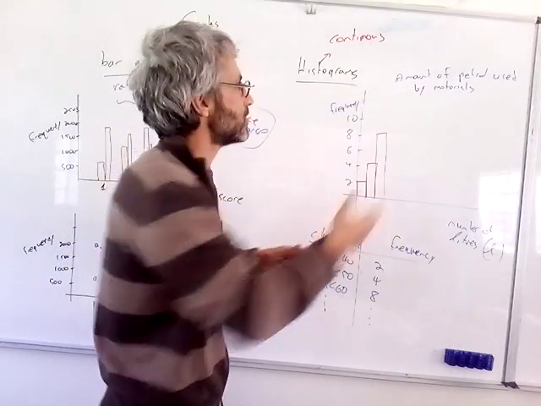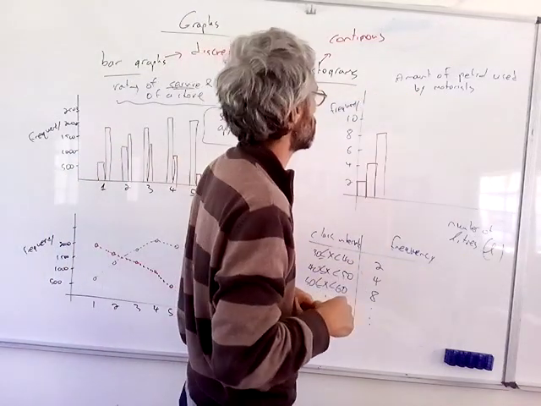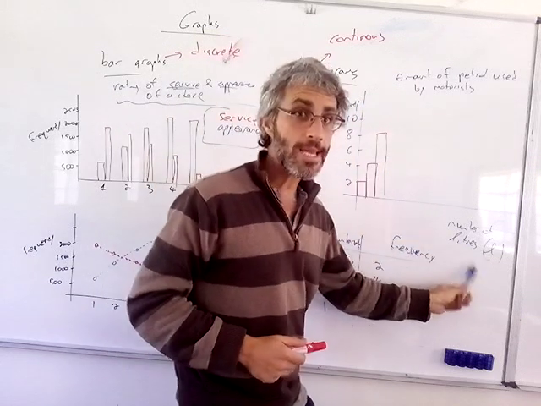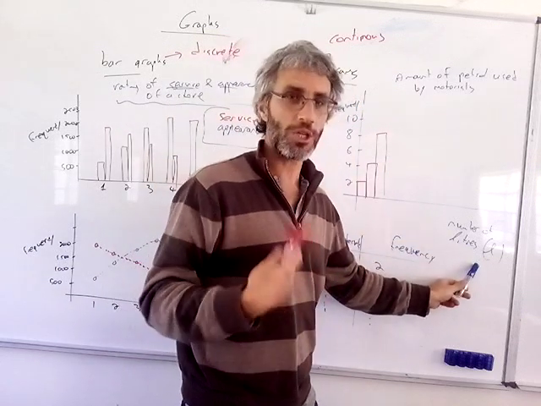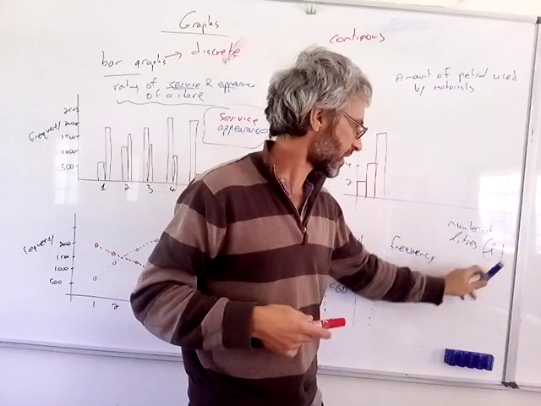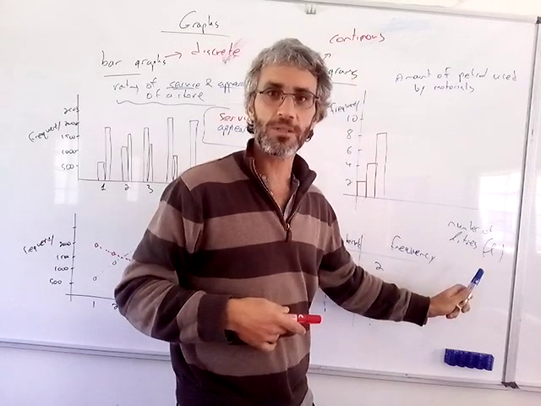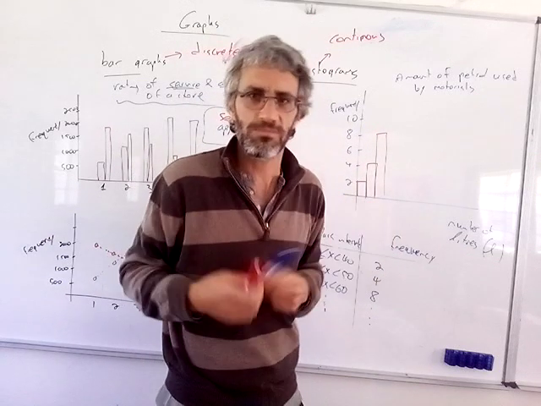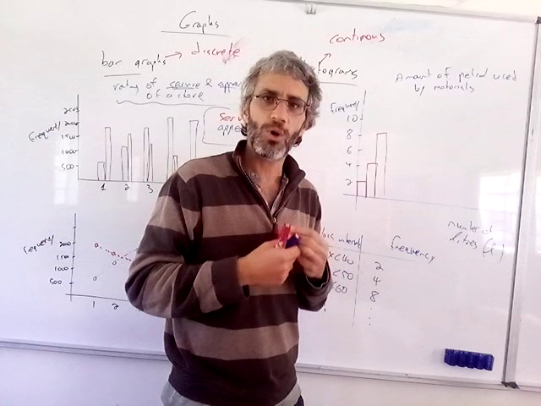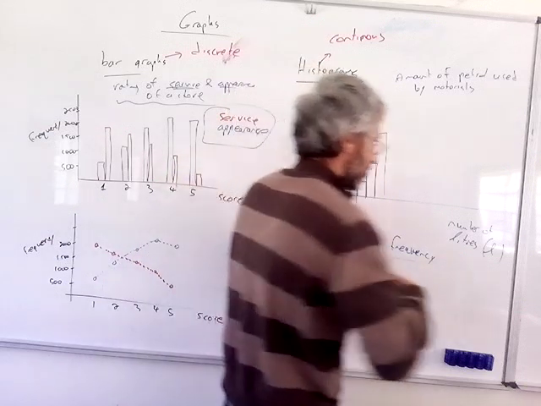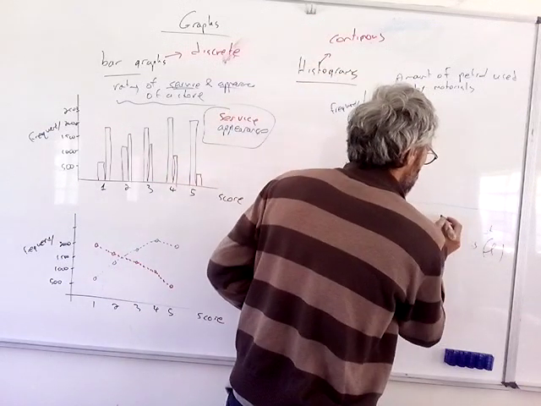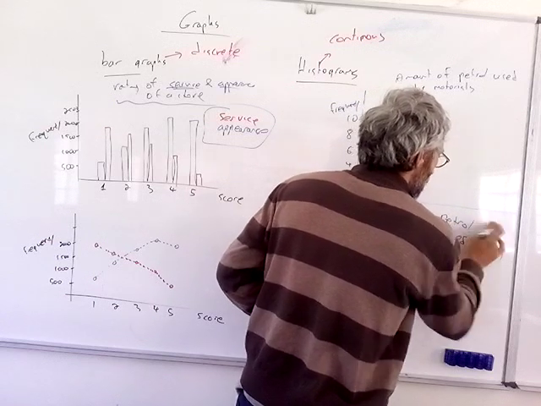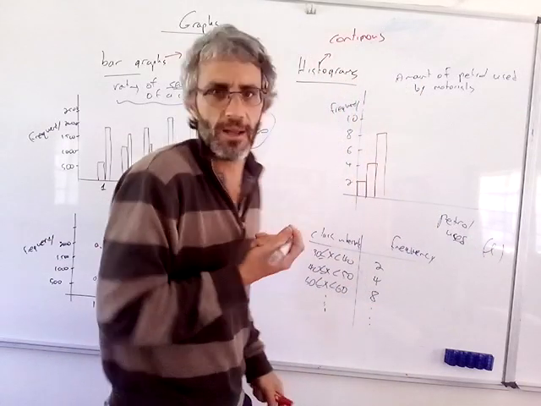You need to have a title. So I wrote amount of petrol used by motorists. You need to label your axes: frequency, number of liters. Usually in continuous data, in fact I think always, you're also going to have a unit. Frequency is just number of people, so we don't have a unit. But for the amount of petrol, petrol used, you have to write down what unit you're using, and that's liters.